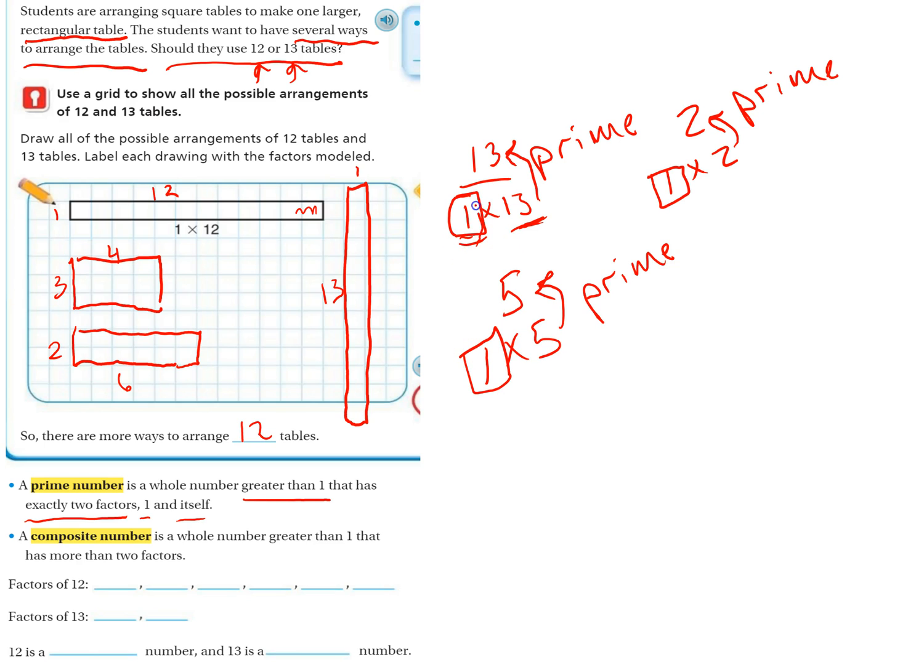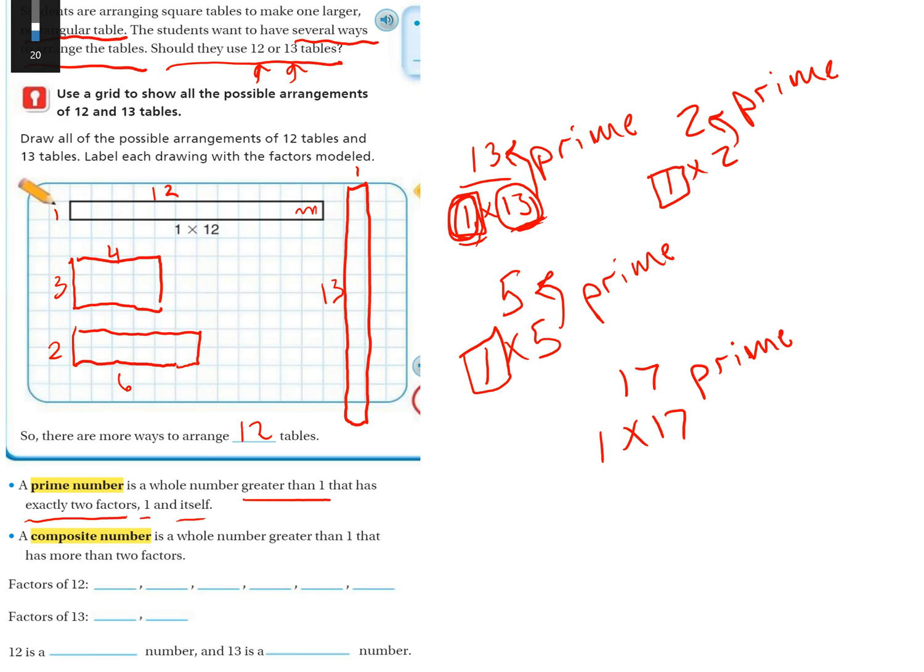The number 1 will always be a factor of any number, and then the number itself. And that's the only way to multiply to get that number. The only way to get 5 is to do 1 times 5. The only way to get 2 using multiplication is 1 times 2. The only way to get 13 using multiplication is to do 1 times 13. The only way to get 17 using multiplication, and using whole numbers, of course, is 1 times 17. So 17 would also be prime. Okay, and there's a lot more examples.